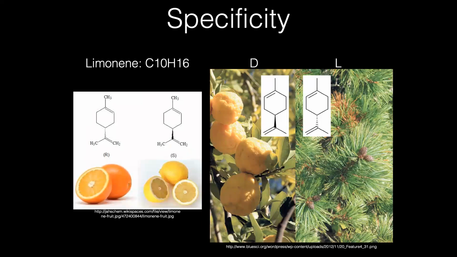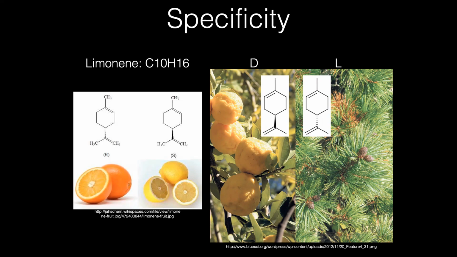And we have unbelievable specificity with our noses. So limonene, C10H16, same molecule, can have a pretty wide diversity of different odors depending on how that molecule is built. So these are enantiomers, they're chiral. Basically what that means, it's like left hand and right hand. Our hands are pretty much the same, but they're mirror images.